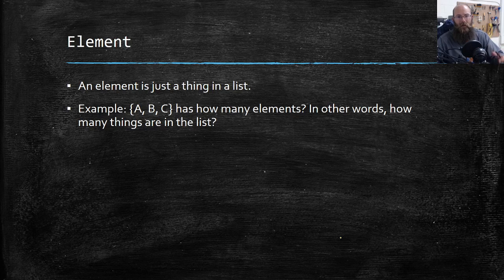Now we have to talk about element, and that's just a fancy thing for a thing in a list. So if I say something is an element of a list, well, it's just a thing in a list, like this one. So I have A, B, and C in my squiggly brackets, so it's in my bag. How many elements does it have? How many things are in this bag? Well, there's 1, there's 2, and there's 3. So I have 3 elements, or 3 things in this bag between those little squiggly brackets.